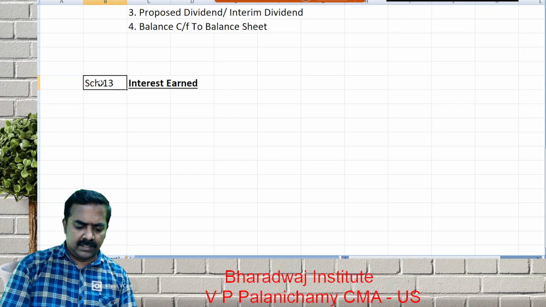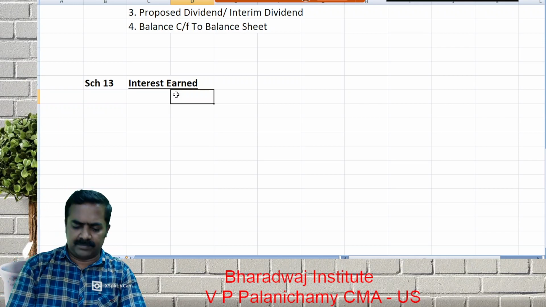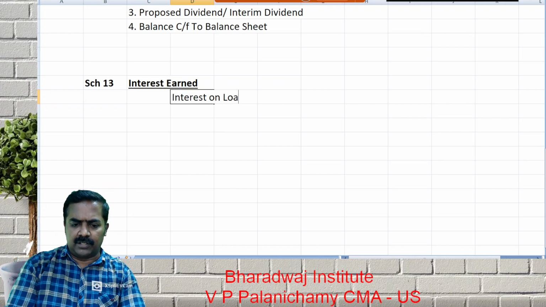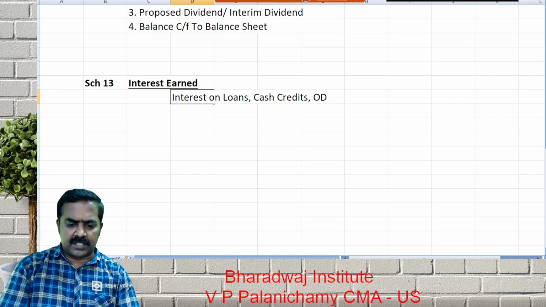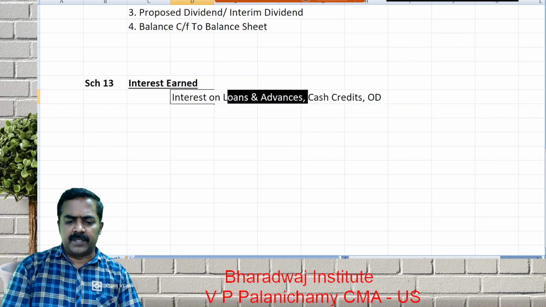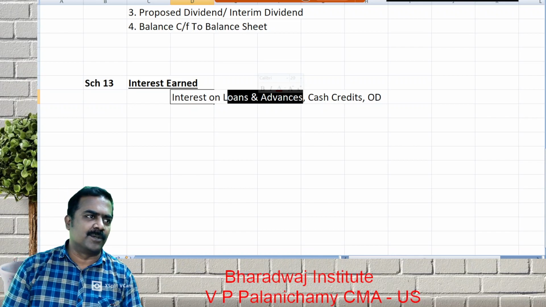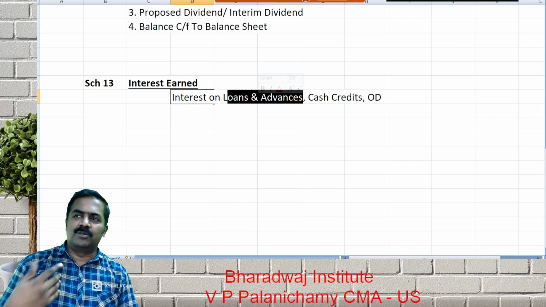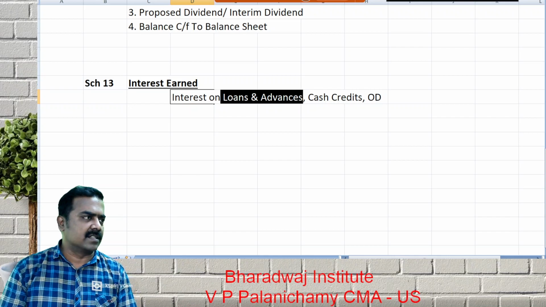For what things is interest earned by the bank? Loans. Simple. Interest on loans, cash credits, overdrafts. So interest on different types of loans and advances, which may be secured loan, unsecured loan, personal loan, loan against property, commercial loan, short-term loans, long-term loans, overseas loans, individual loans, corporate loans, classify however you like. All types of loans and advances given, on that interest is earned.